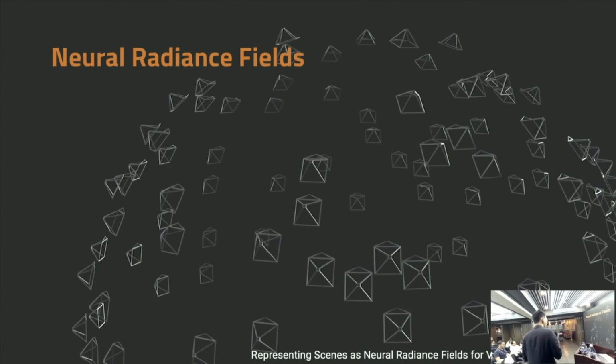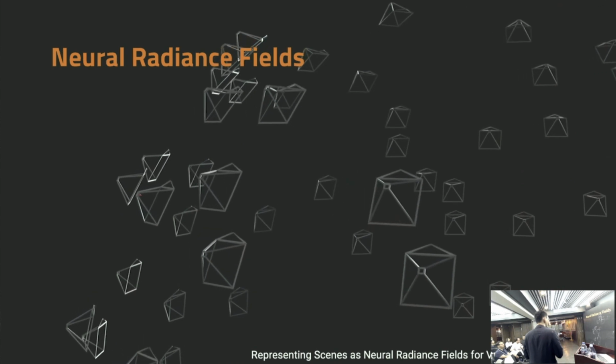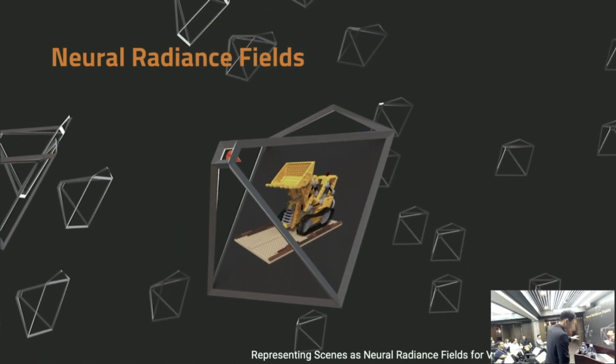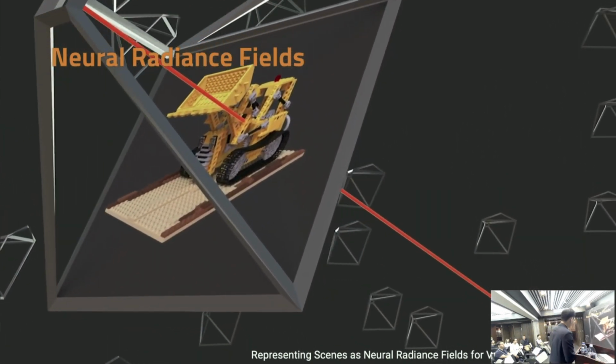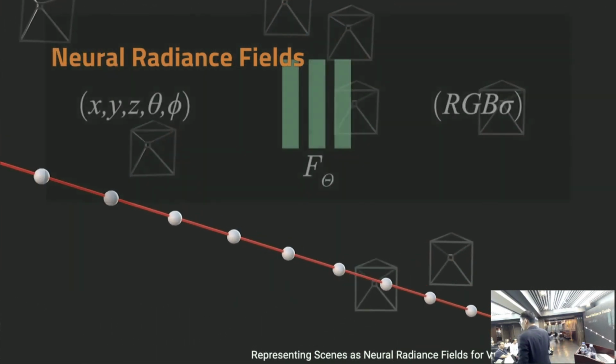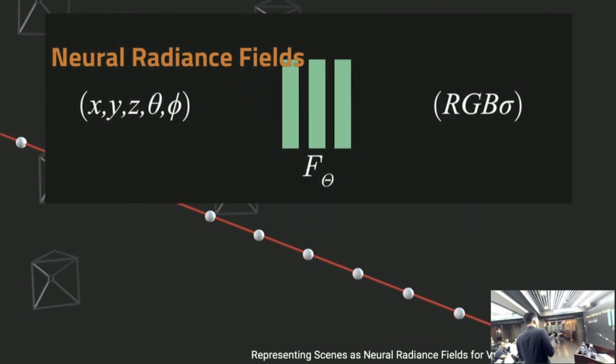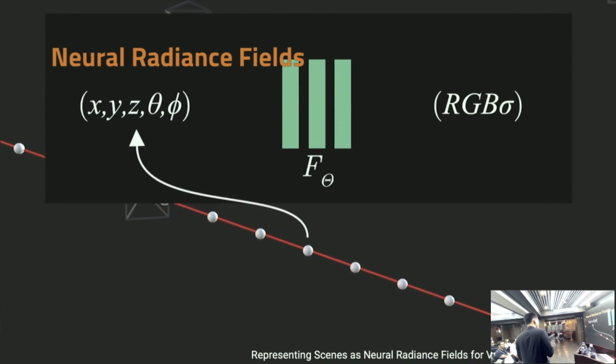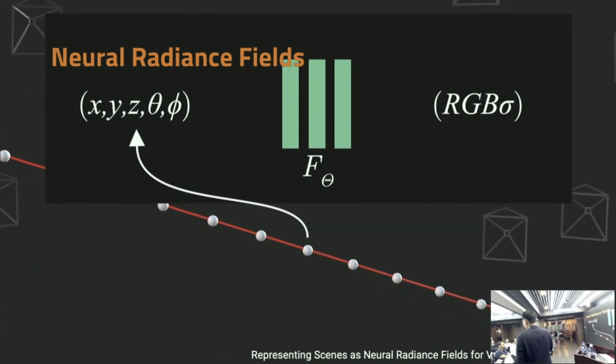So one thing I want to mention here is called a neural radiance field. Some of you may have heard of it. The idea is very simple. Let's assume that we have many observations of the same object. Then for each camera, we can shoot rays into the 3D scene. And then we can ask, at each location along the ray, what is the radiance?